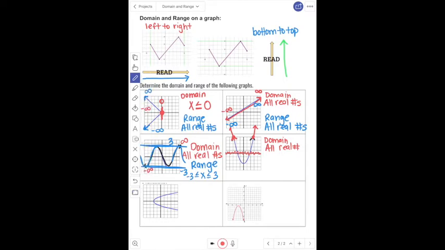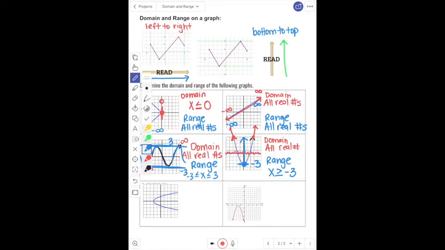Now the range. Remember, the range is from the bottom to the top. So this doesn't go any lower than this point here, which is -3. And then it goes up to infinity. So my range is my y values that are greater than or equal to -3. And it'll always happen like that, especially when you have a quadratic. It'll either be that the value is always greater than or equal to something, or is always going to be less than or equal to something.